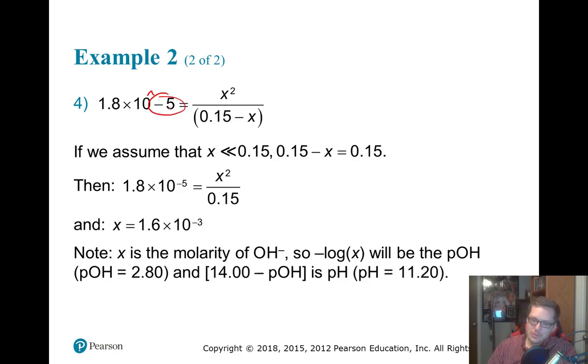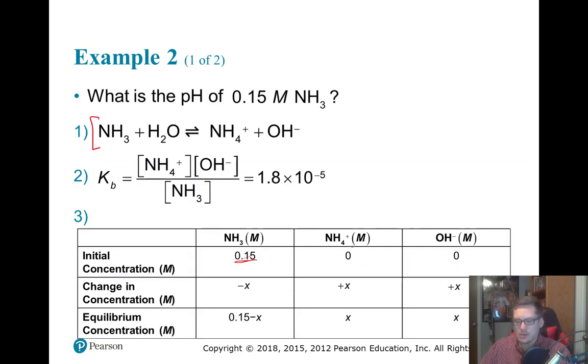Because this is times 10 to the minus 5th and this is 0.15, this x value would have to be much, much smaller than this, so we can neglect that. So it becomes this nice, easy thing here. And so we can solve for x, and our x value is equal to 1.6 times 10 to the minus 3rd. Now remember, this x value was equal to the concentration of ammonium and hydroxide.